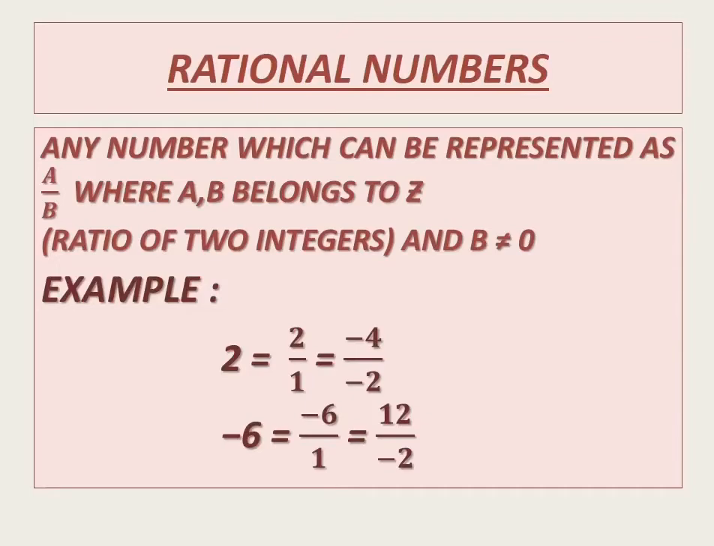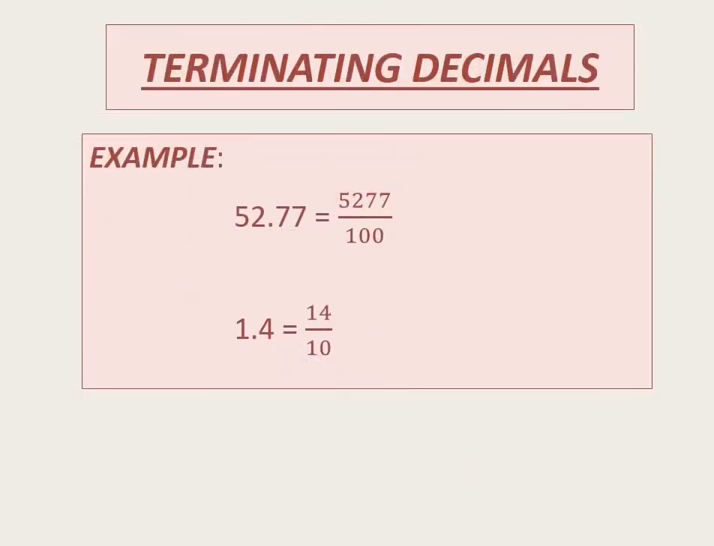But the twist comes now. As it's clear that all the integers are rational numbers, but all the rational numbers aren't integers. They might be integers, they might not, okay? But how? The example is here. These are the examples of terminating decimals. Terminating decimals are what? Let's see. Guys, here we have a decimal number 52.77. The decimal part is terminating, okay? There isn't any other number after 77, right?